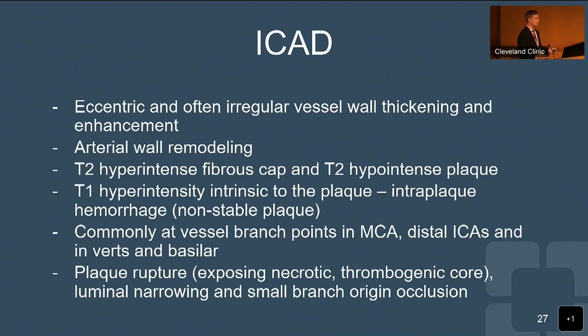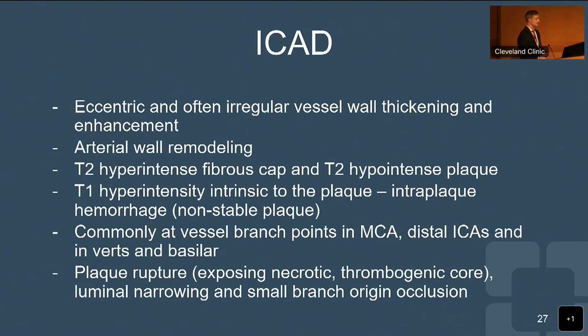These vessels can undergo wall remodeling, both positive and negative wall remodeling. Some of the other constituents of plaque are better demonstrated in vessel wall imaging of the extracranial arterial vasculature, just because it's usually bigger and we were able to see a lot more signal from it. These include T2 hyperintensity of the fibrous cap, and also the hypointense plaque on the T2 weighted pulse sequence. So if you have T1 hyperintensity intrinsic to the plaque, this is suggestive of intraplaque hemorrhage. Again, difficult to identify in the very small intracranial vessels, but this is indicative of an unstable plaque.